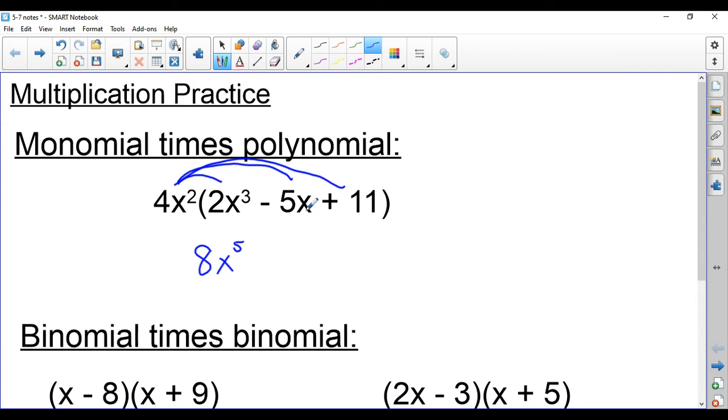4x squared times minus 5x. 4 times minus 5 is minus 20. X squared times x, again, don't forget that there's a 1 there. 2 plus 1 is x to the 3rd. 4x squared times 11: 4 times 11 is 44, x squared. There's nothing to change the exponent. That's monomials times another polynomial.